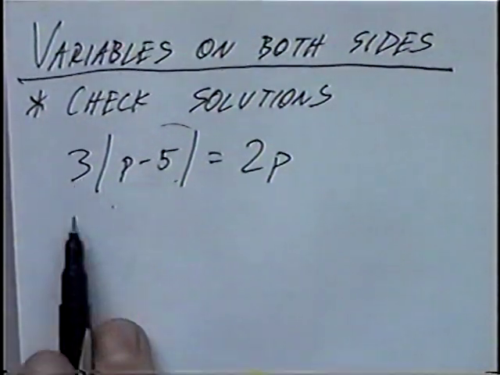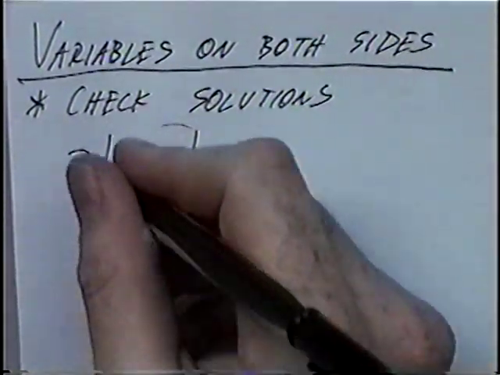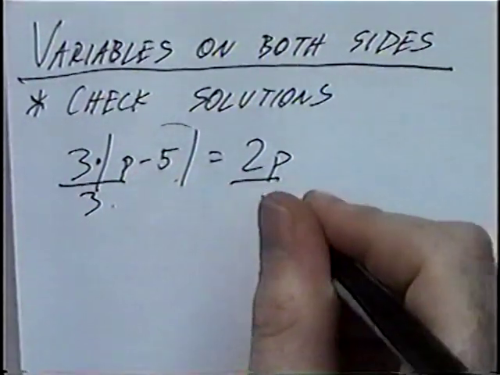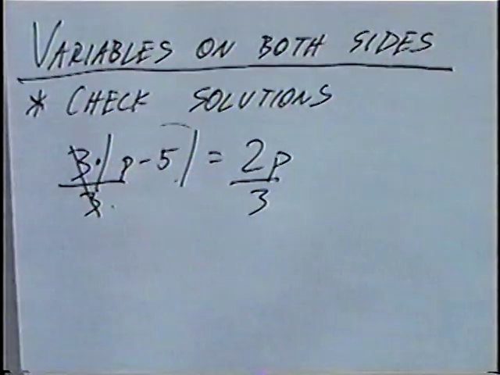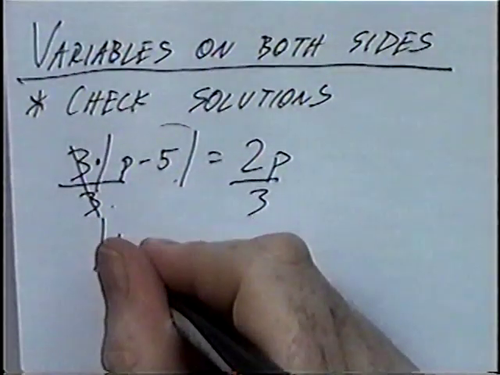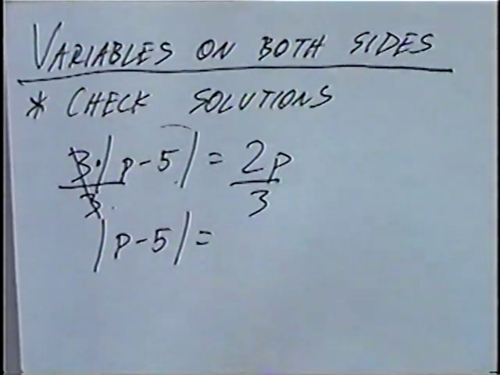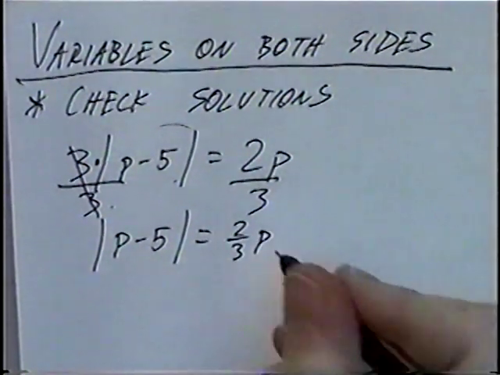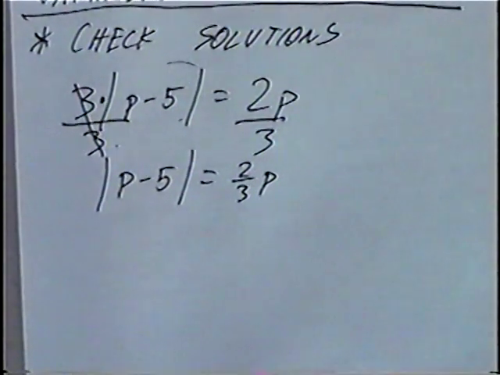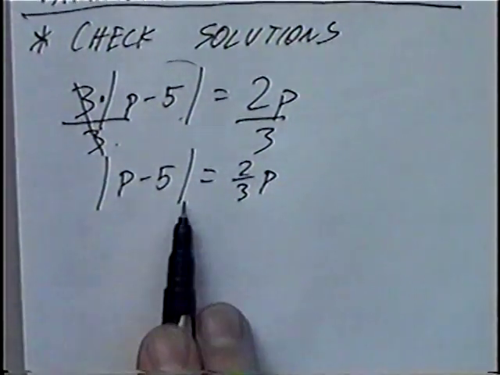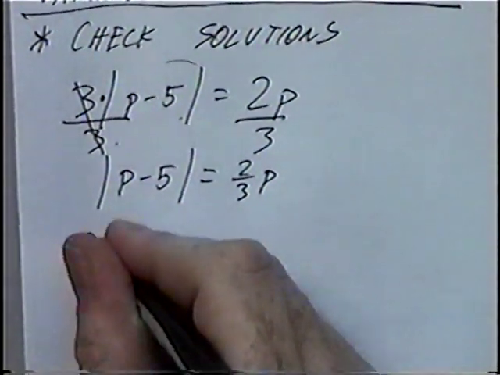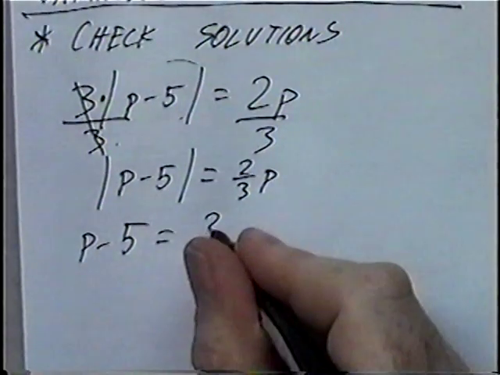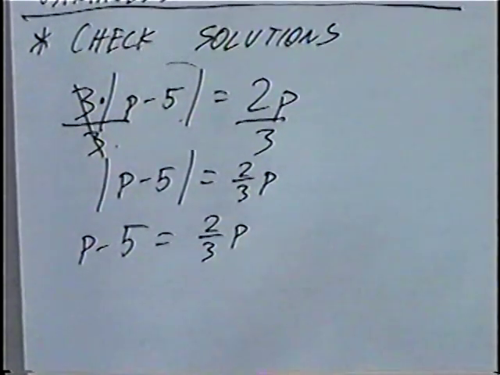So in this case, the 3 we need to move to the other side. This is 3 times the absolute value, so we can divide both sides by 3 to cancel out the 3. P minus 5 stays the same inside the absolute value, and we'll have a fraction, 2/3 p. To solve from here, when the absolute value is by itself, you can take the absolute value signs off, p minus 5, and set it equal to 2/3 p.